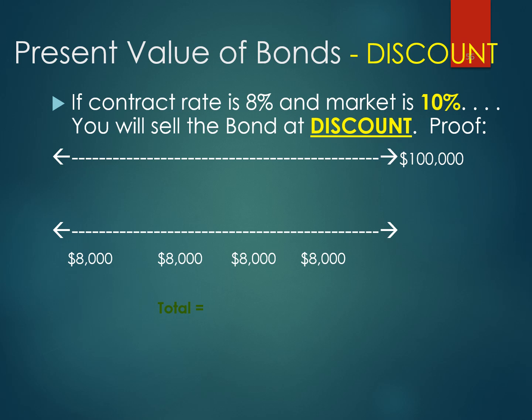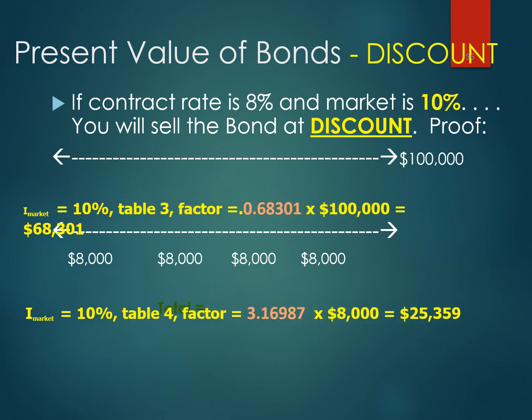Now, what happens when there's a discount? Present value of the bond at a discount. We know when a bond is sold at a discount, we get less than face value. So we still have our two timelines, 100,000 and the 8,000 for 4 years, but now we're using a different market rate, 10%. You go to table 3, single amount, for the 100,000, and table 4, annuity, for the 8,000. And you can check those factors on your own tables.